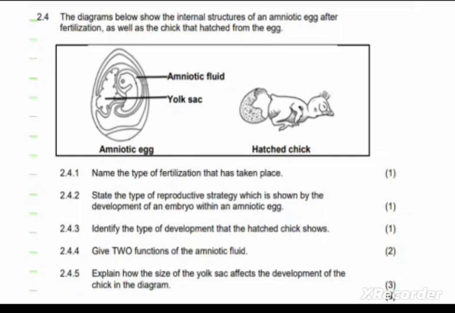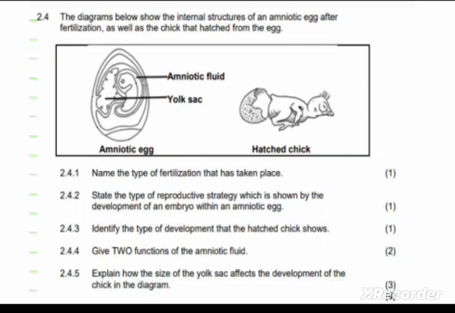In altricial, the eyes are closed. Are the eyes closed? Yes. It can't move. Can it move? No, it can't. So that is altricial development. So give two functions of the amniotic fluid. You know this from the topic of human reproduction. It protects the fetus against shock, it keeps the fetus moist, it protects the fetus from temperature changes.